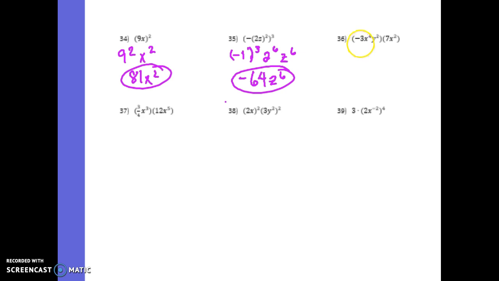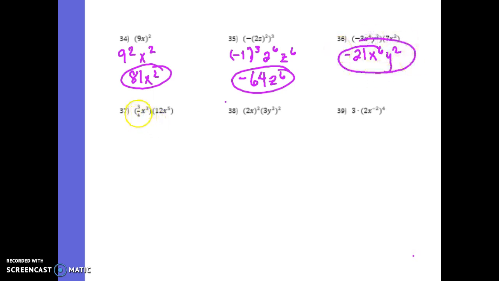Okay. In this case, we don't have anything in this parentheses to a power on the outside of it, so we're really just taking -3 times 7, which is -21. X to the 4th times x to the 2nd, we're just multiplying with the same base, so we would end up with x to the 6th because we just add the exponents, and then y squared.